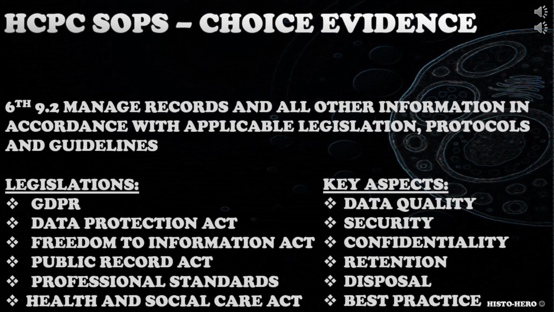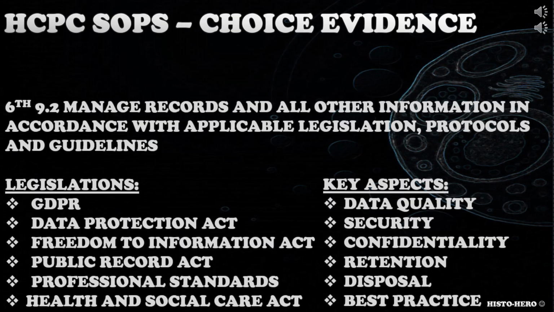The sixth standard is, manage records and all other information in accordance with applicable legislation, protocols, and guidelines. This standard links very closely to the previous standard we just covered. It requires you to manage records in accordance with relevant legislations, protocols, and guidelines. First, find out what those legislations, protocols, and guidelines are, and what they state when it comes to record management. Think GDPR, Data Protection Act, Freedom of Information Act, Public Records Act, Health and Social Care Act. Then find out the key aspects of managing records. Consider data quality, security, confidentiality, retention, disposal, and best practice.